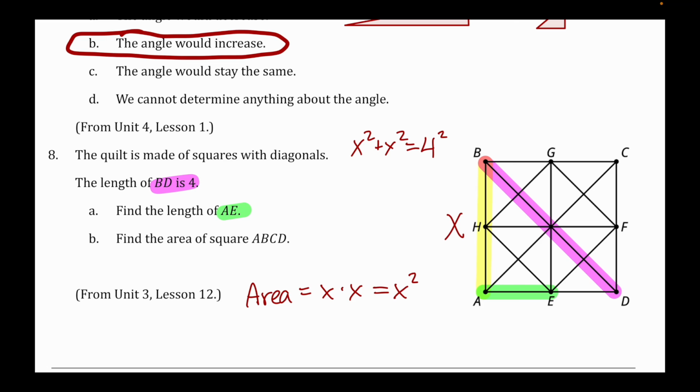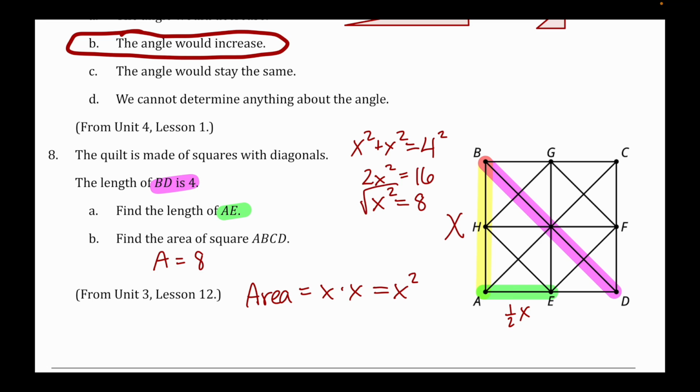So I can do a little bit of a trick here too. But I will want to find AE, which is going to be half of whatever x is. So I do want to find the whole value of x. But either way, this would make 2x squared equal 4 squared, which is 16. Divide by 2, you would get that x squared equals 8. So that means the area would be 8. And now I want to find x.